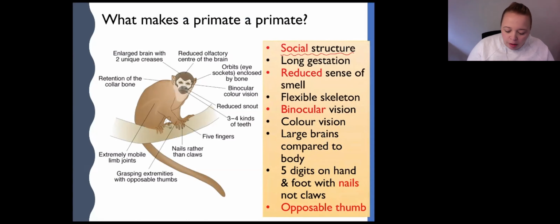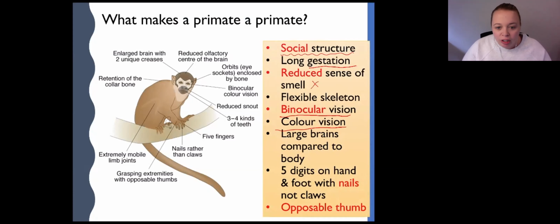They also have what we call a long gestation, which means that they're pregnant for quite some time. It means the baby develops quite a lot while it's in utero versus, say, a chicken where it lays the egg and it lasts for quite some time outside the body, or it grows outside the body. We have a long gestational period inside the body. They don't have a very good sense of smell. Monkeys aren't very good at smell. However, we do have excellent binocular and colour vision.